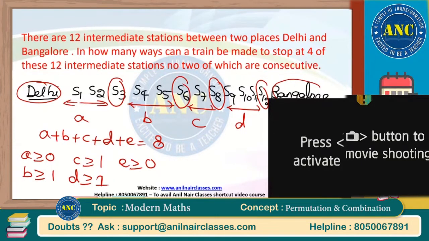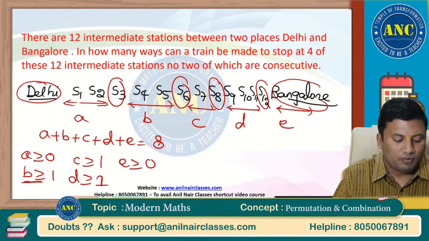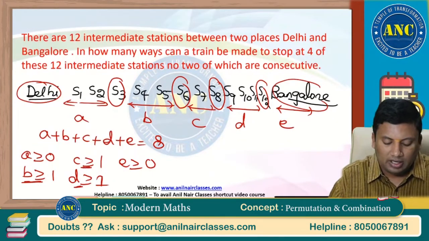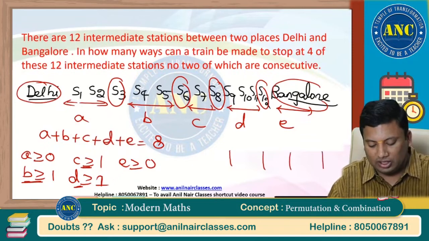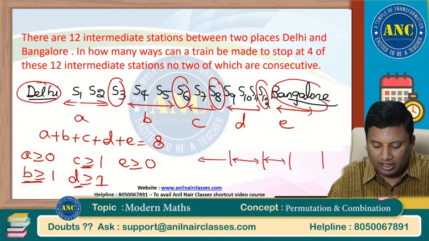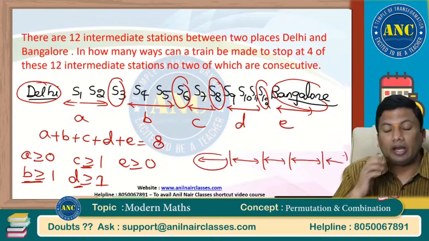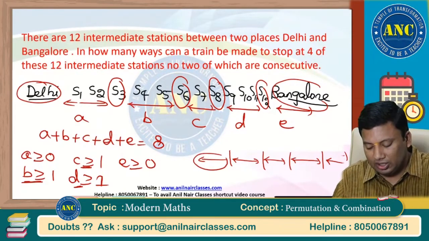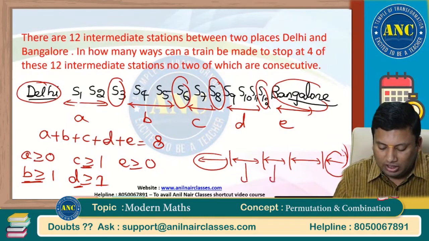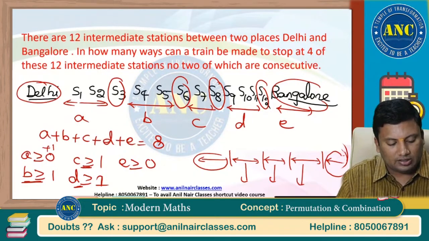Between 2 stations, they are not consecutive, so between them at least 1 more station will be there. See, if I am choosing 4 stations, total 5 gaps will come: 1st gap, 2nd gap, 3rd gap, 4th gap and 5th gap. This gap can be 0 because it could be the first station. This gap can be 0, it could be the last station. Between 2 stations, they are not consecutive, so it is 1. So plus 1, plus 1.